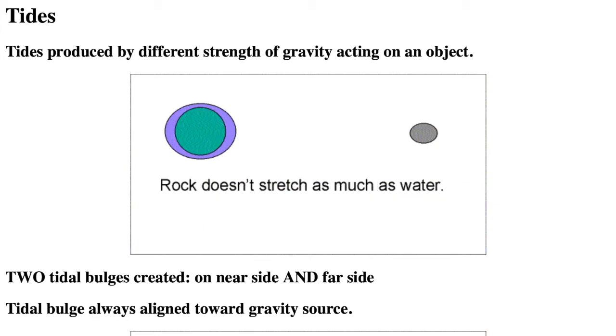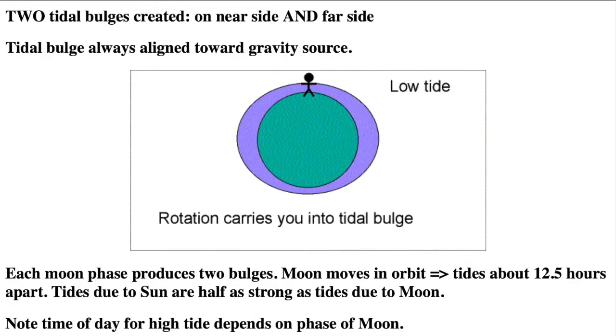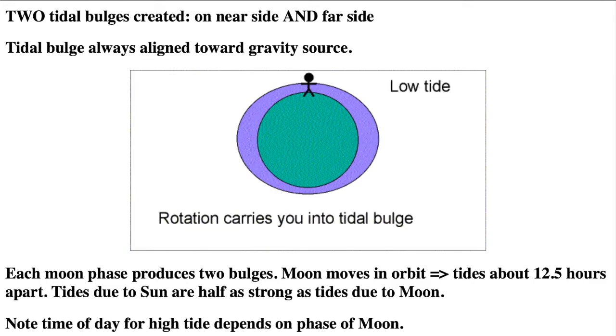Tides are due to differential strengths of gravity. The tidal bulge is always aligned toward the gravity source, so as the Earth spins, the Earth's rotation will carry your part of the Earth into the tidal bulge and then out of it. 2 high tides and 2 low tides. Each moon phase produces 2 bulges. The moon moves in its orbit in the same direction that the Earth spins, counterclockwise. Therefore, the tides are more than 12 hours apart.